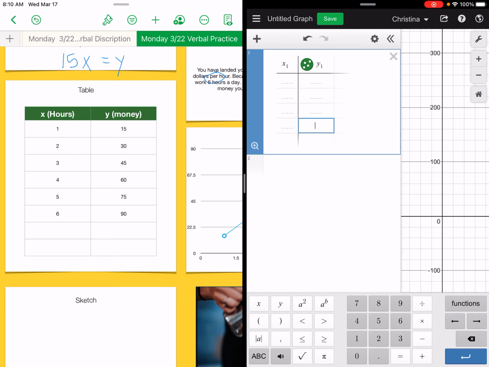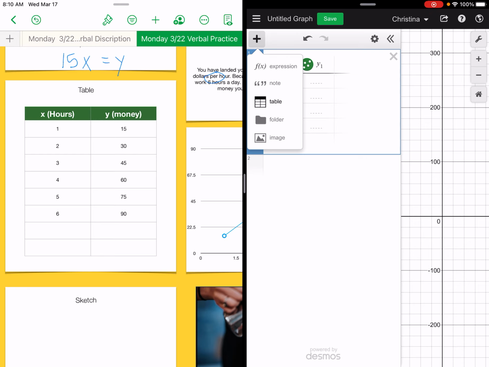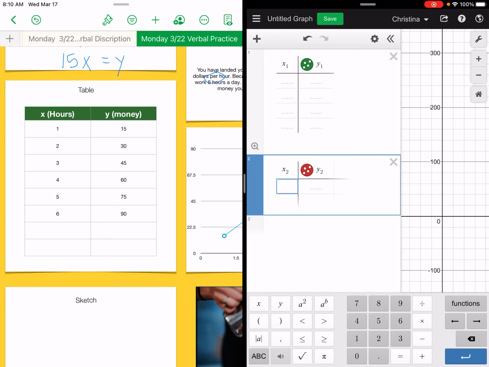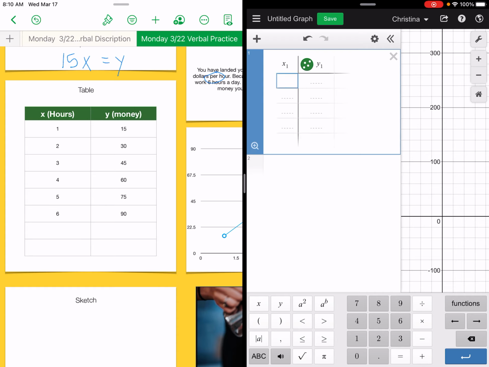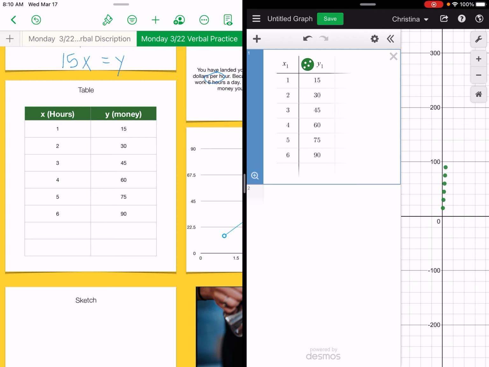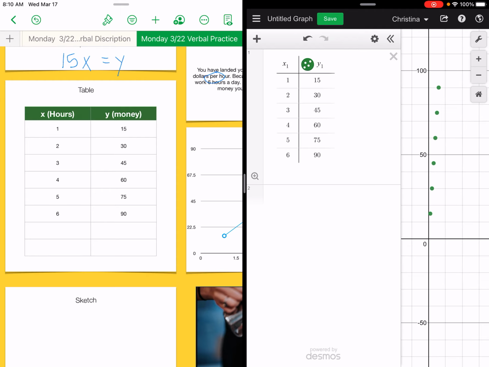Okay, see the little plus sign. If you click on the plus sign and you see where it says table, you push in table and it's going to give you a table. Like now here it just gave me a new table. I'm going to get rid of that table. In here I can just plug in my X's: 1, 2, 3. These are all representing your hours. And then 15, 30, 45, 60, 75, and 90. And now you can see that it's graphed it over here to the right.